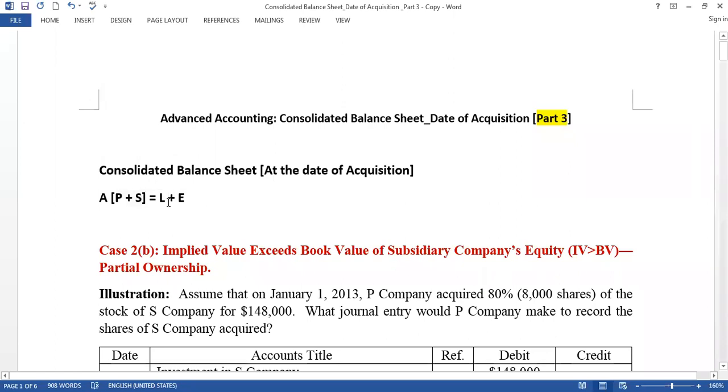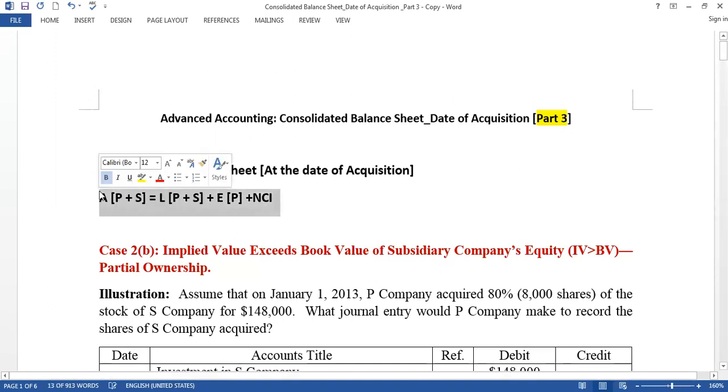And we should have liabilities. The liabilities are also the same: the parent company's liabilities plus the subsidiary company's liabilities. Then we have equity, and this equity is only for the parent company's equity. And if we have any non-controlling interest, we have to establish NCI. So these are the main points of this chapter.